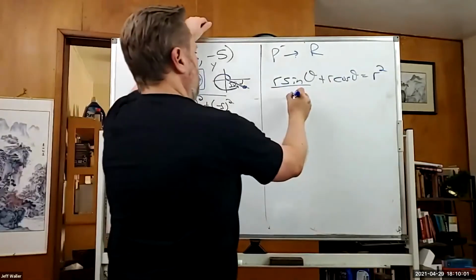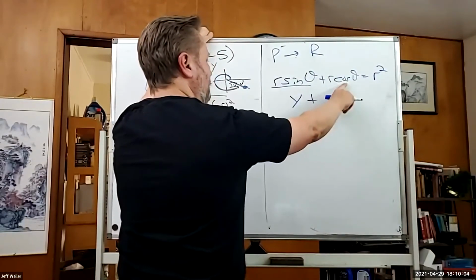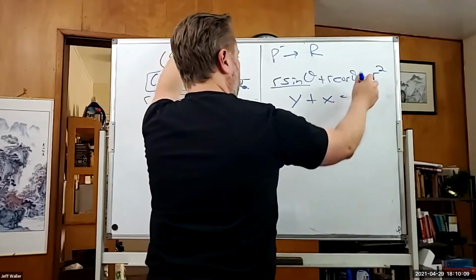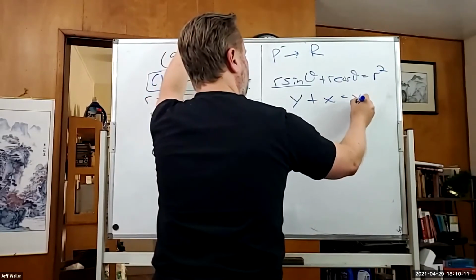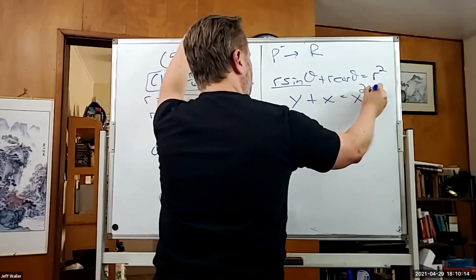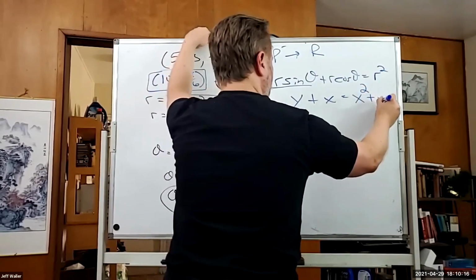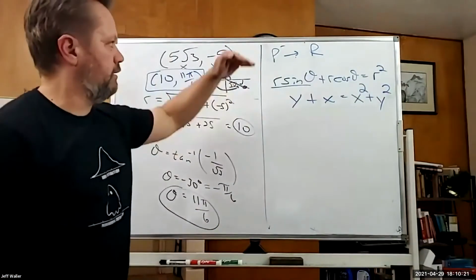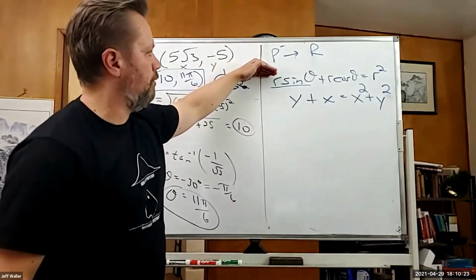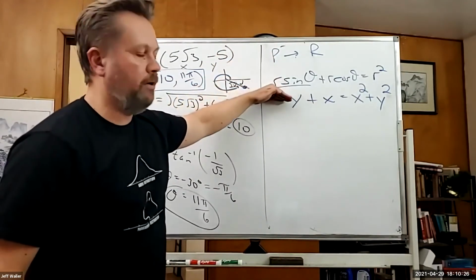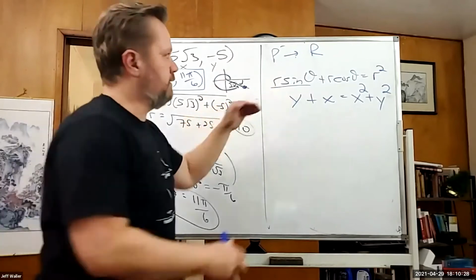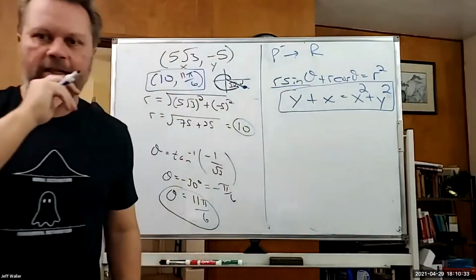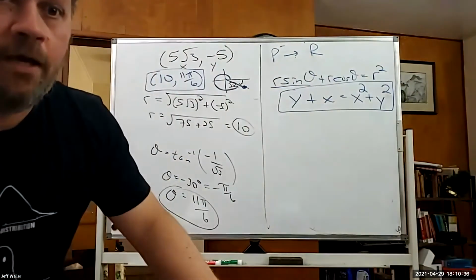All right, sorry. So that's y plus x. And of course, r squared is the sum of the squares. So now I've got it in nothing but polar, and now I've got it in nothing but rectangular. Can somebody please tell me what this is the equation of? Can anyone figure out what that is the equation of?